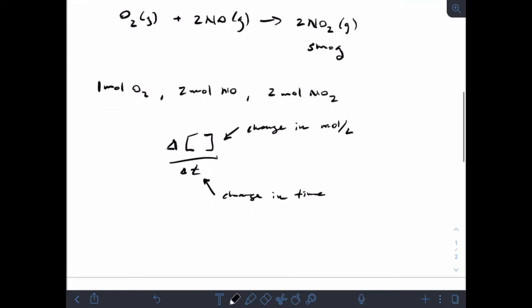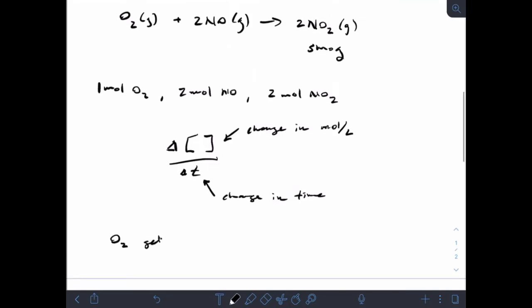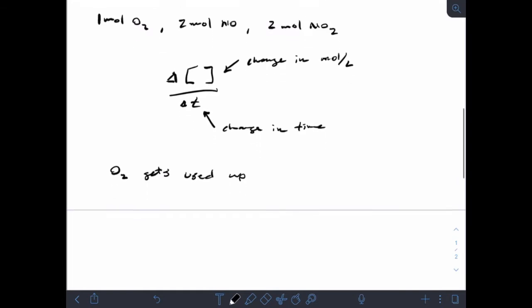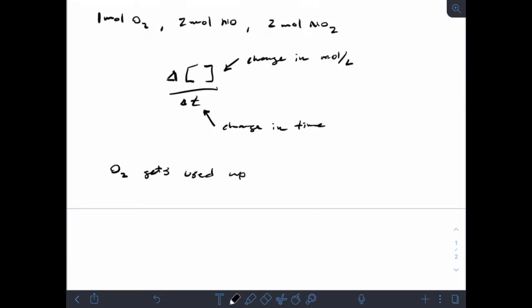And then we have divided by change in time. Okay, so amount per time. So in our example here, O2 gets used up. Okay, so we can talk about the rate with respect to O2.